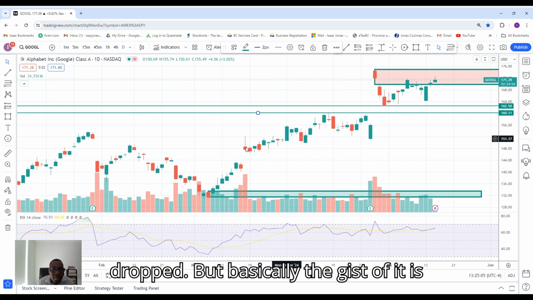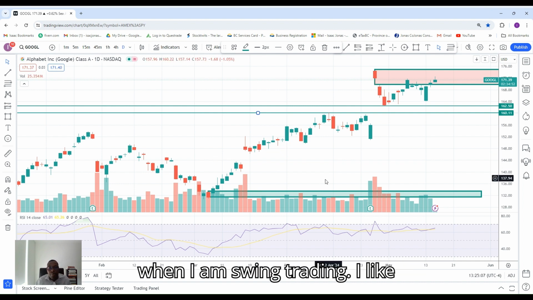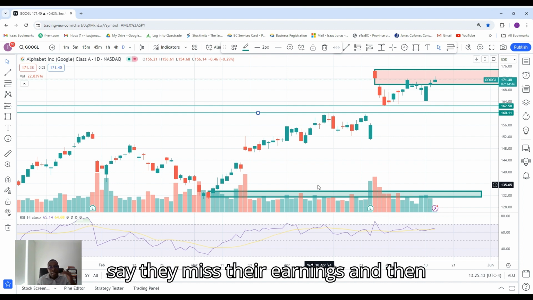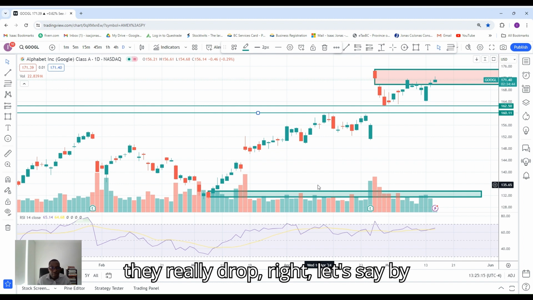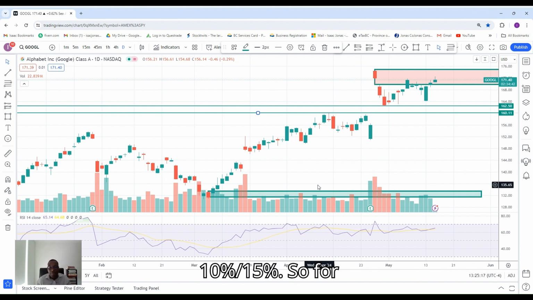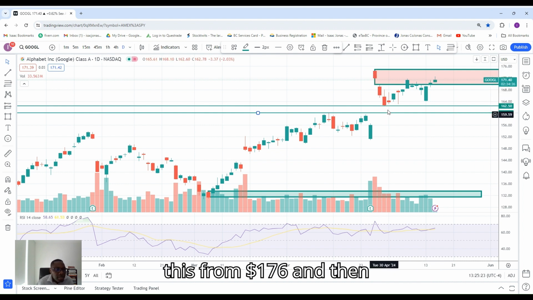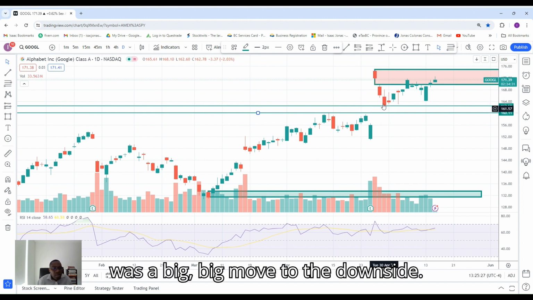But basically the gist of it is, when I am swing trading, I like to get in when the stock, let's say they miss their earnings, really drops, let's say by 10-15%. So for example, you can see here it dropped from 176 to 162. So this was a big move to the downside.